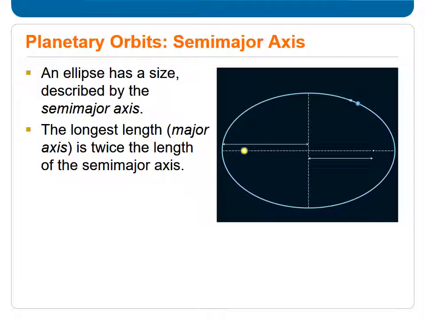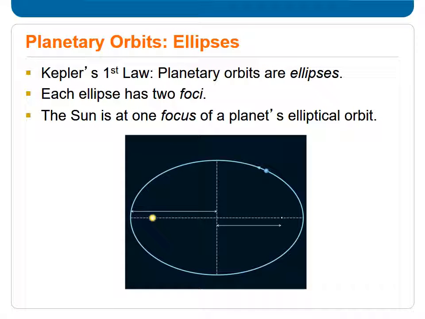So what's an ellipse? An ellipse has a size described by its semi-major axis, that's the long axis, and a shape determined by the semi-minor axis, that's the short axis going through the center. Kepler's first law stated that planetary orbits are ellipses. Each ellipse has 2 foci, and the sun is at one focus of the planet's elliptical orbit.